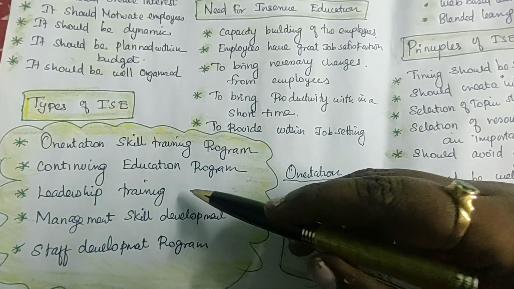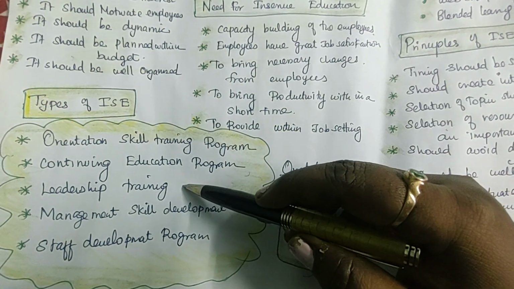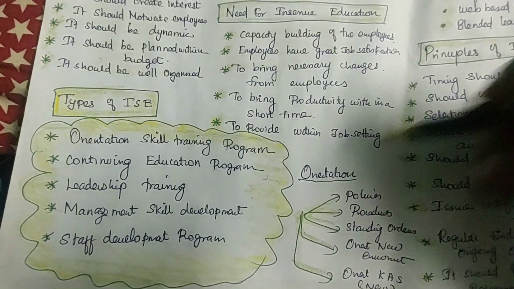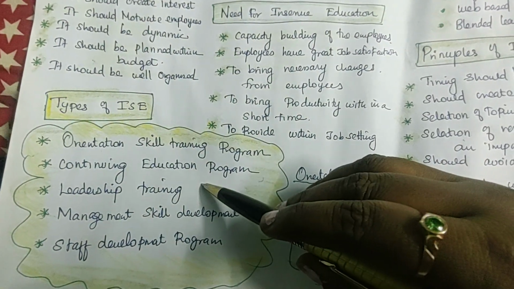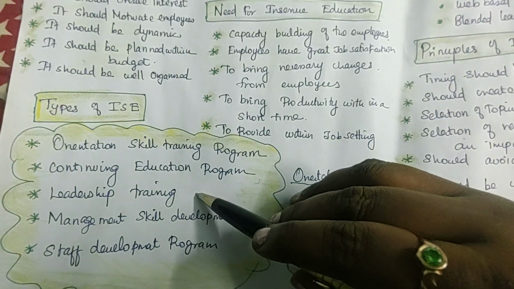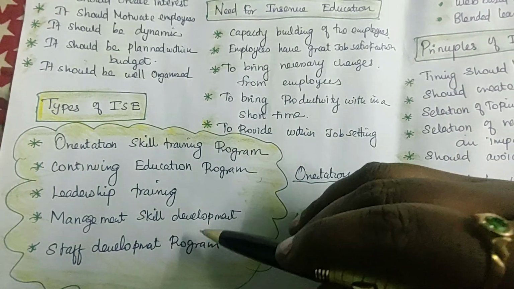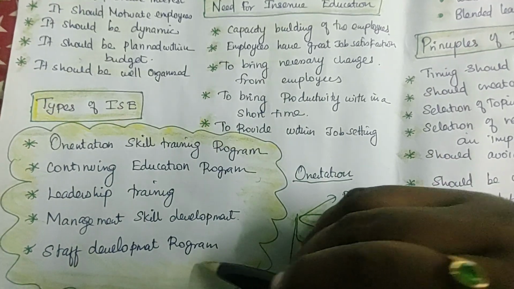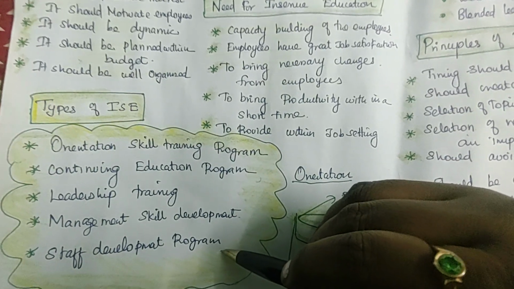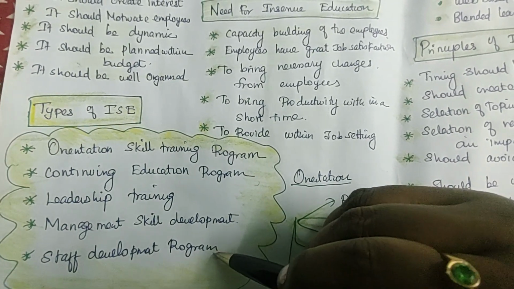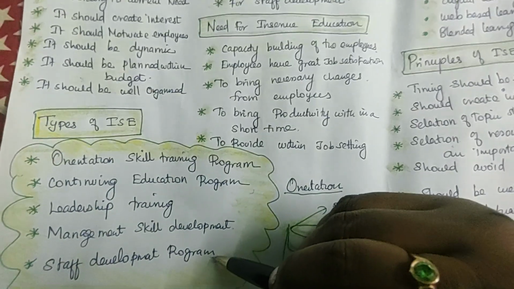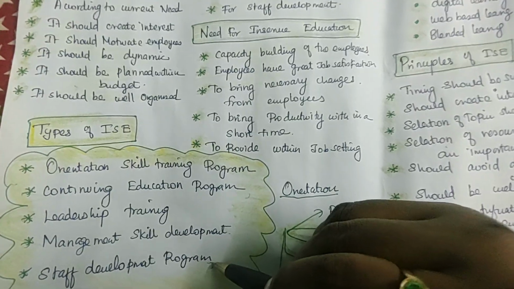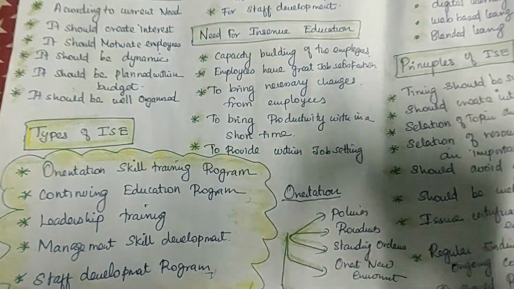Other special programs are called the leadership training program. The leadership training program is also to develop leaders from the organization. It will be helpful for employees to attend this, to get promotion in their area, and management and skill development programs and staff development programs. The staff development program is also important; it's also done continuously by the organization, with the help of the employer for the employee.